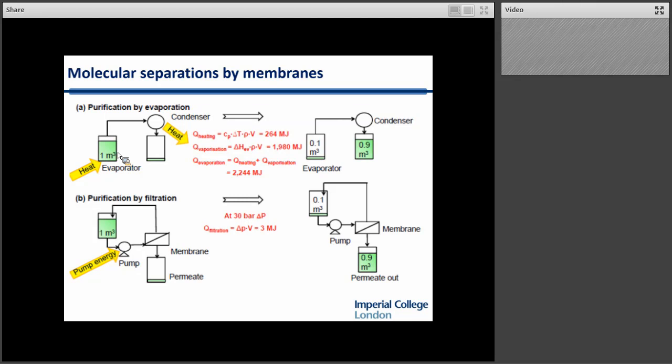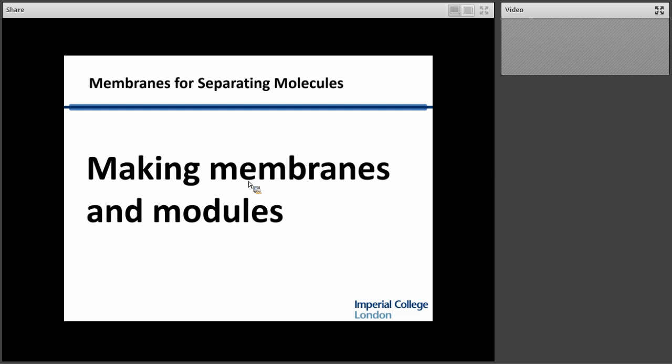If I sit on a bicycle and use a membrane, and that drives a pump, and I put pump energy in the form of electricity, and I run at a pressure drop of 30 bar, if I move the same amount of water through the membrane, 900 liters or 0.9 cubic meters, that takes 3 megajoules. So that's nearly 3 orders of magnitude less energy to produce the same amount of purified water using a membrane than it would take by using evaporation. And that's why membrane technology is far more effective than evaporation for purifying organic liquids and for doing things where you need to separate a volatile organic liquid from other solutes.